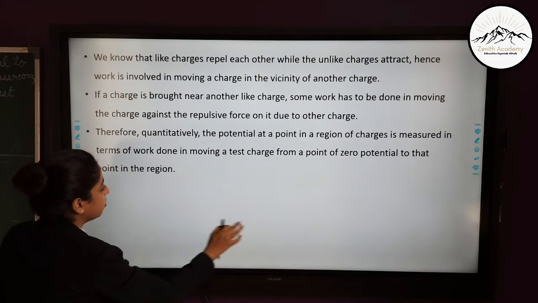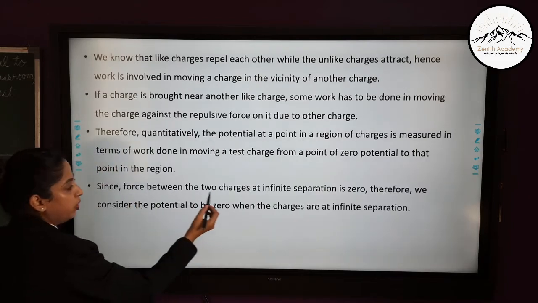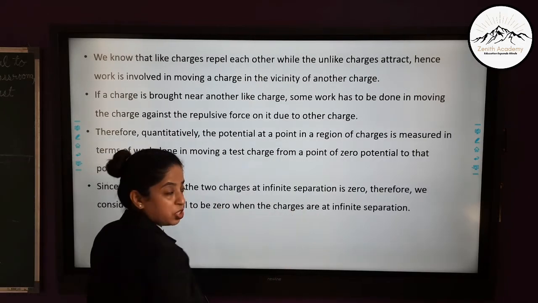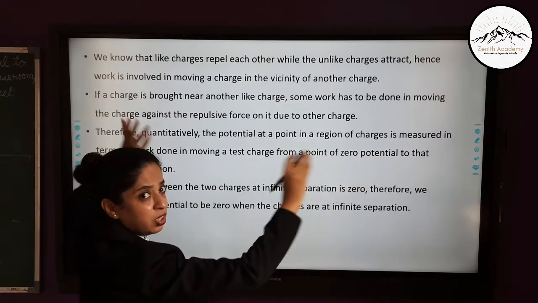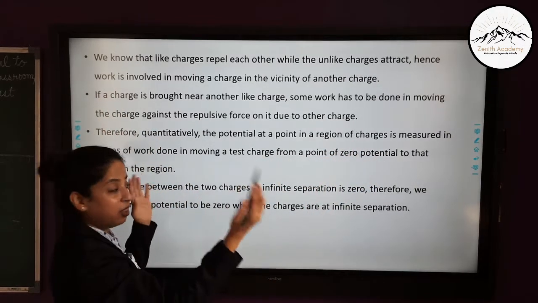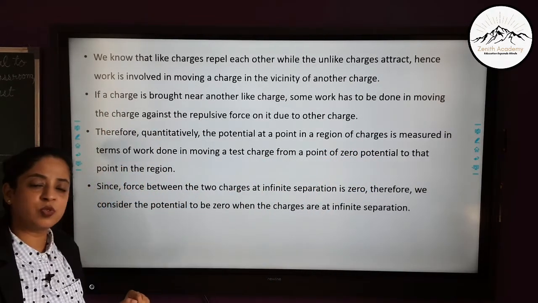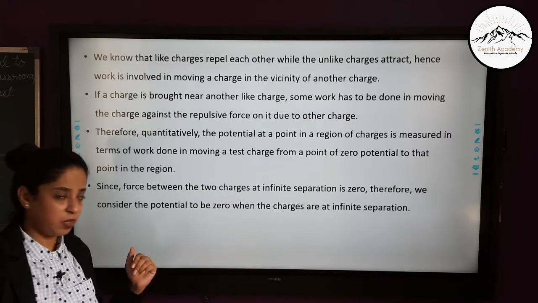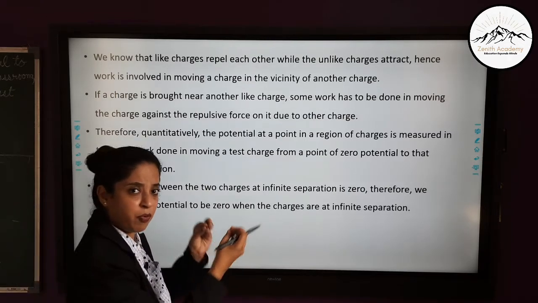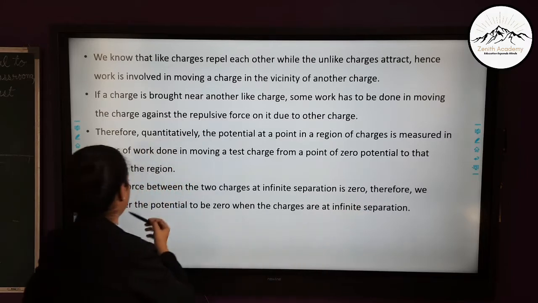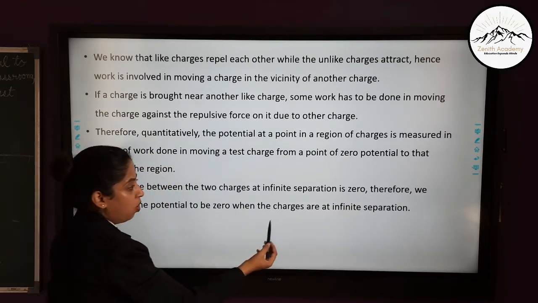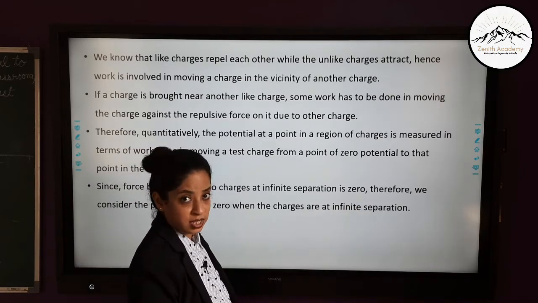You will understand this better now. Since the force between two charges at infinite separation is zero, suppose there are two charges at infinite separation, very far off from each other, then the force between these two charges is zero, right? There is very negligible force because they are separated by an infinite distance. Therefore, we consider the potential to be zero when the charges are at infinite separation.